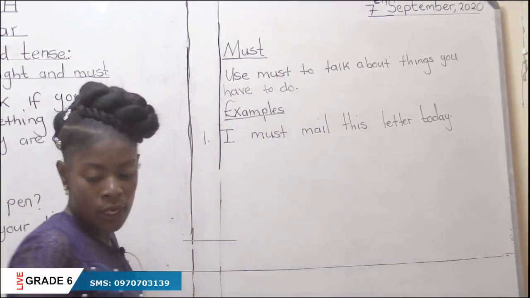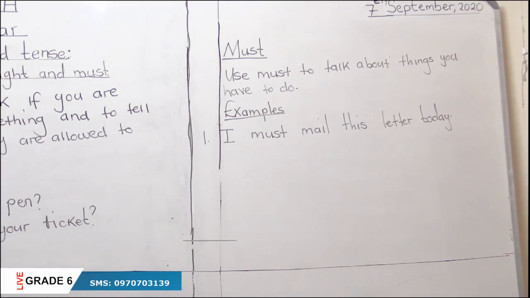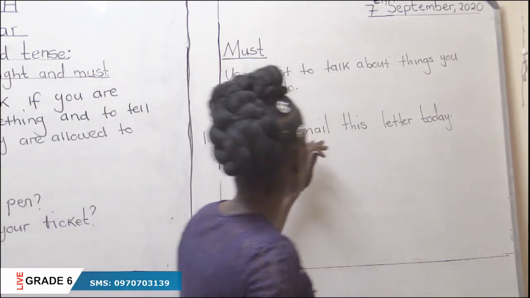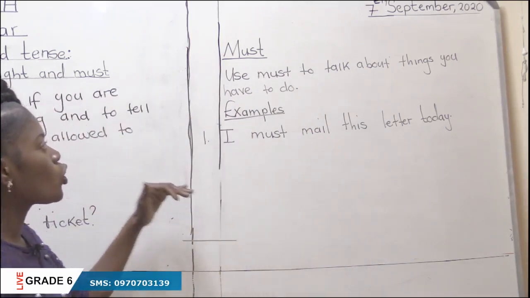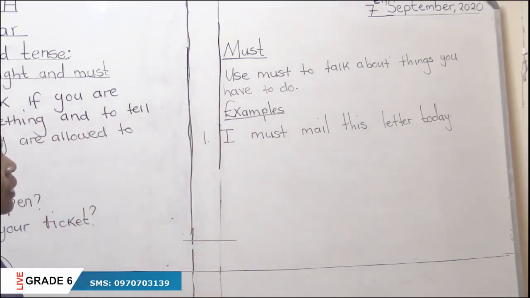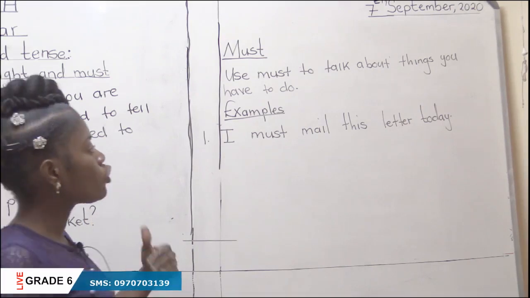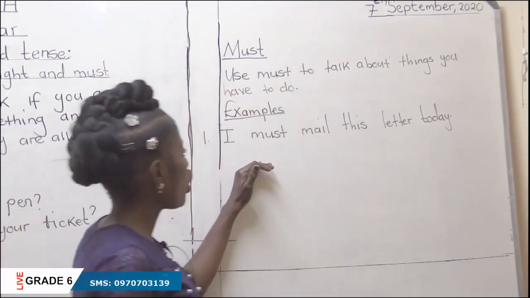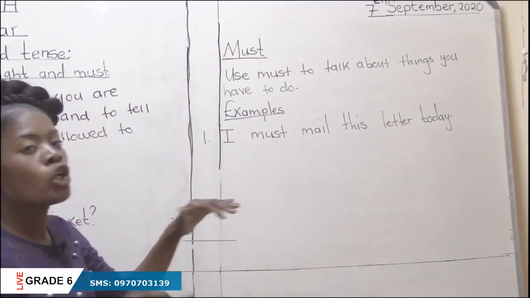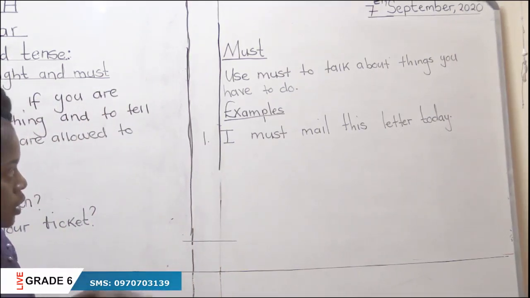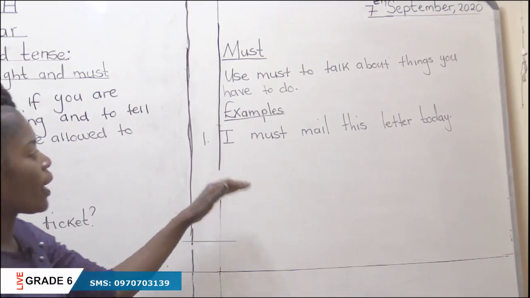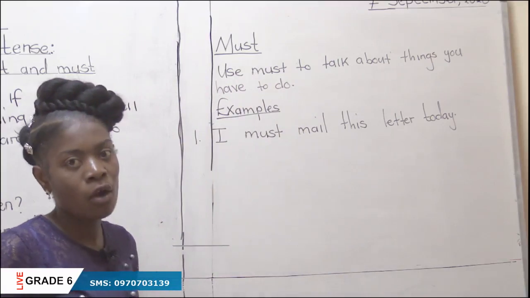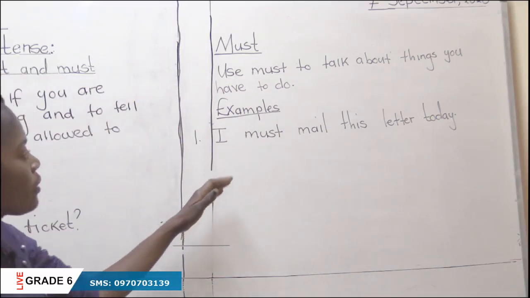Okay, let us look at the first example there on how to use the word must. I must mail this letter today. Remember, must is used to talk about the things you have to do. So say, I must mail this letter today, meaning he or she must mail the letter today. Since you're talking about the thing that you have to do, use the word must. So start thinking of a sentence on how to use the word must.